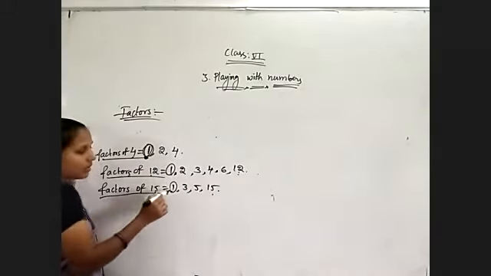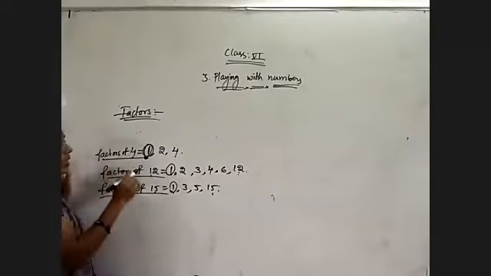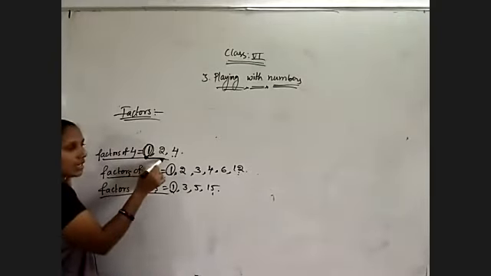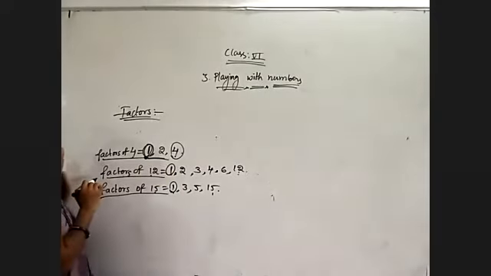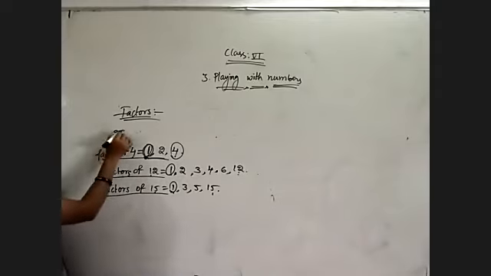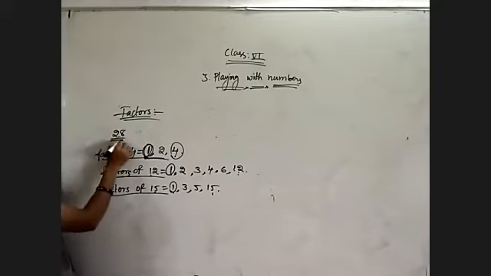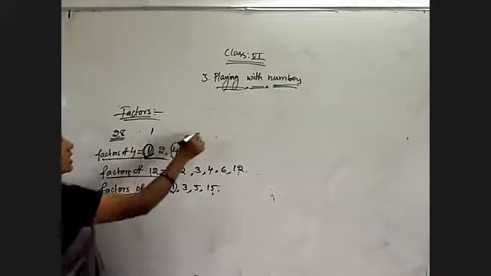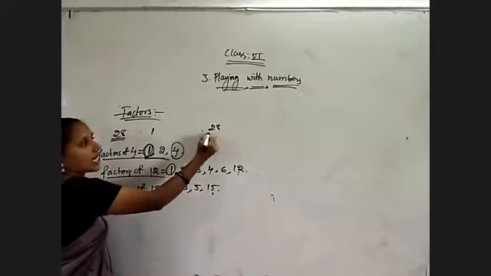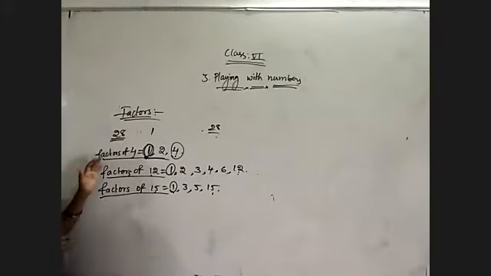Any factor is less than or equal to that number. Whatever factors we are listing, suppose I am writing the factors for 28. Compulsorily for this number, 1 is the smallest factor and 28 is the last, greatest factor. And the remaining factors are compulsorily less than or equal to 28. Every factor of a given number is less than or equal to that number. Remember this.